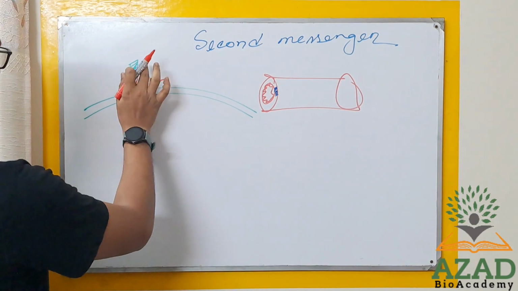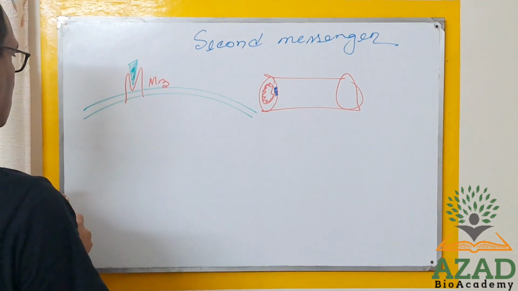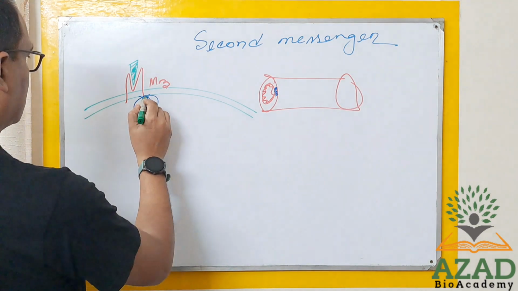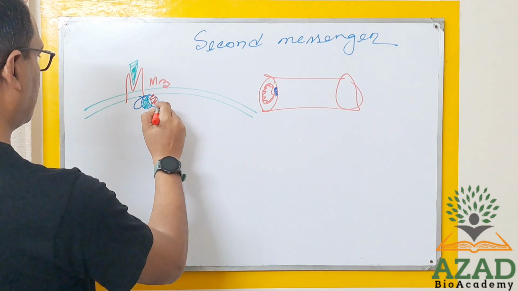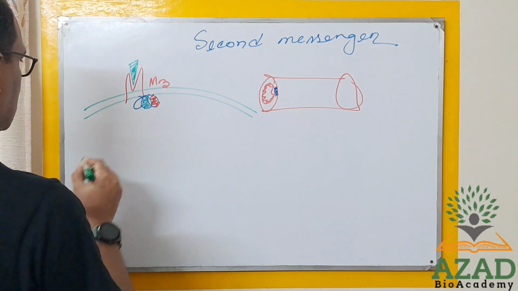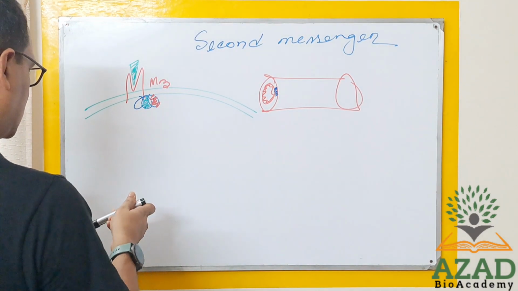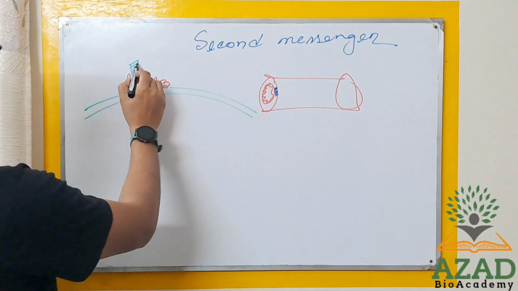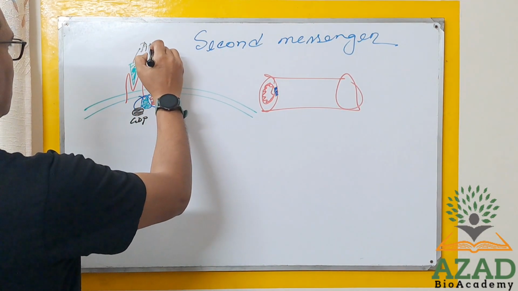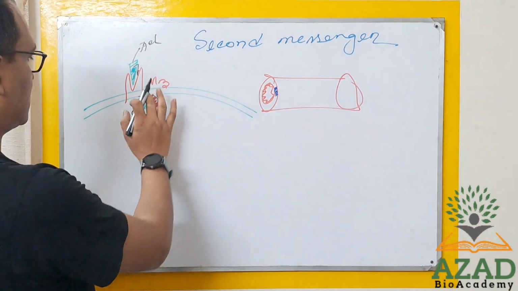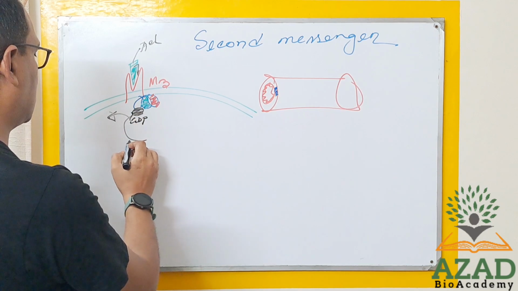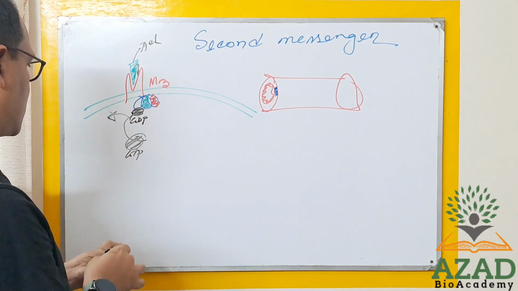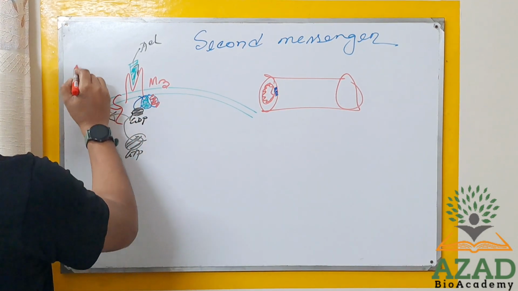So this is the M3 receptor, and this is your G protein, with alpha, beta and gamma subunits. In the normal condition, GDP is associated with it, so this is inactive. After acetylcholine binds with the M3 receptor, GDP will be replaced by GTP, and the G protein will be activated. What type of G protein is this? This G protein type is Gq.